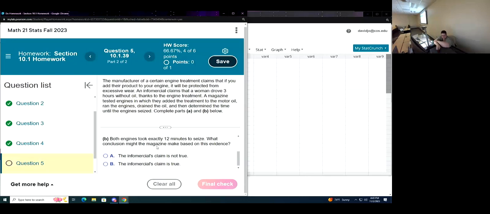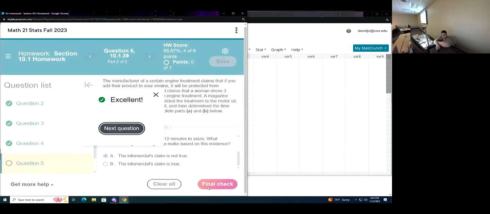Both engines took exactly 12 minutes to seize. What conclusion might the magazine make based on this evidence? Well, based on that little tiny bit, I would say the claim is not true. 3 hours sounds like nonsense if both tests gave 12 minutes. That was a lame question. That's really lame.